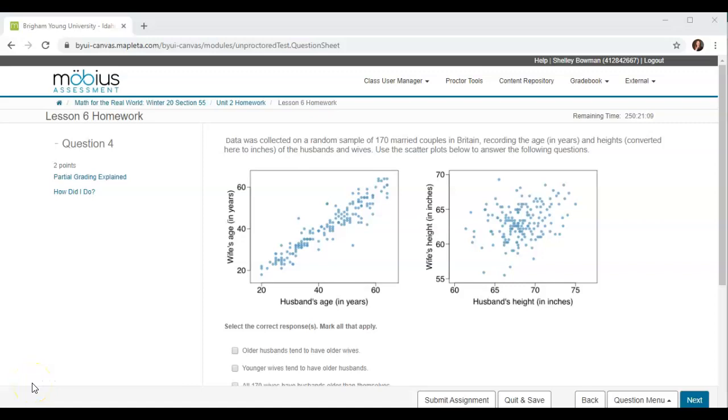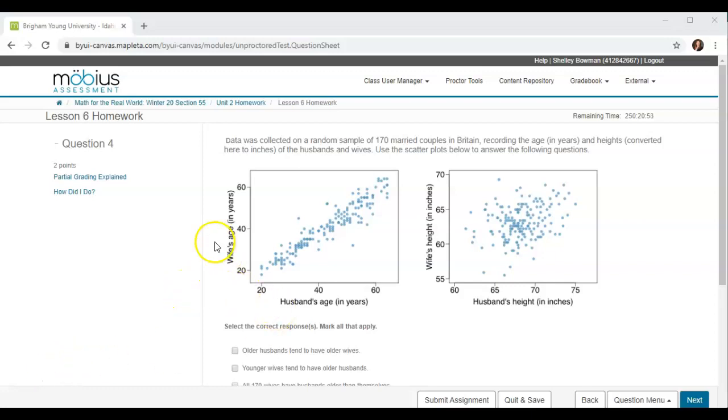Lesson 6 homework question number 4. Data was collected on a random sample of 170 married couples in Britain, recording the age in years and height, converted here to inches, of the husbands and wives. Use the scatter plots below to answer the following questions.